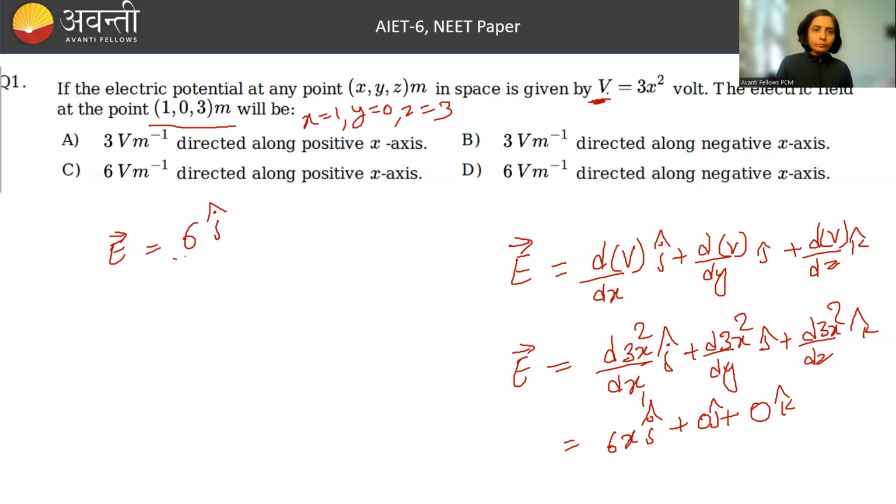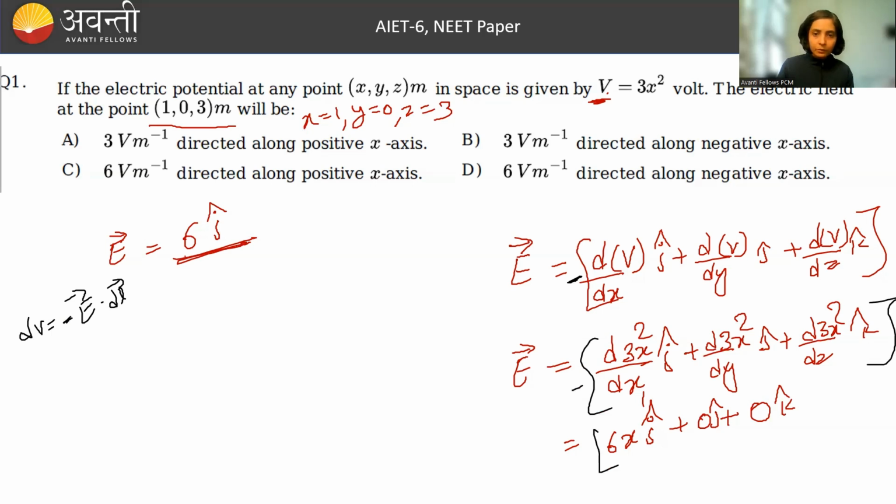So 6 i cap. Sorry, in the formula I've made one mistake: E equals the potential gradient, but you will write it with a negative sign. Here the negative sign is there because you just have to remember the formula dV equals minus E dot dl. We write it like this. So the negative sign should have been here; I forgot to keep it. So this is minus, and here also it will be minus. So this is minus 6 i. Okay, so the electric field is not in the x direction, rather it is in the minus x direction. So 6 volt per meter directed along the negative x-axis. Done. So D is the correct answer. I hope it is clear.